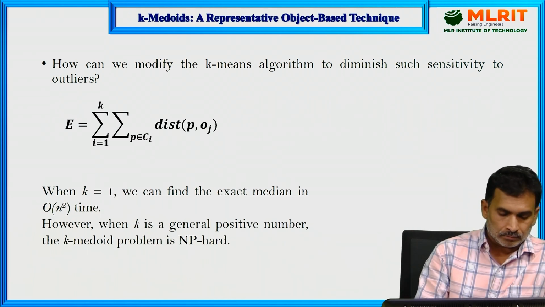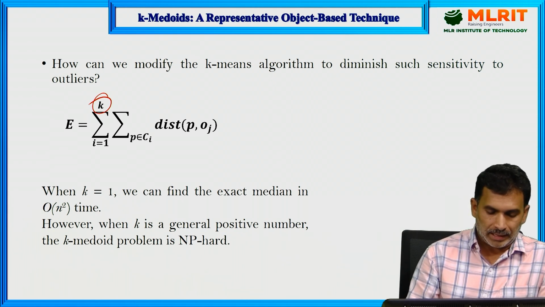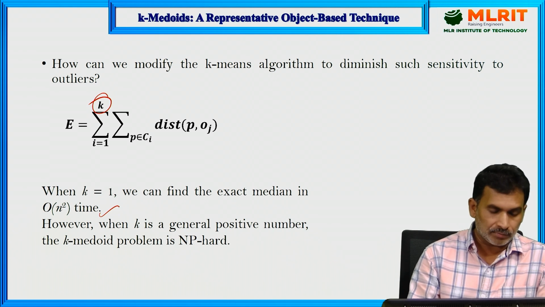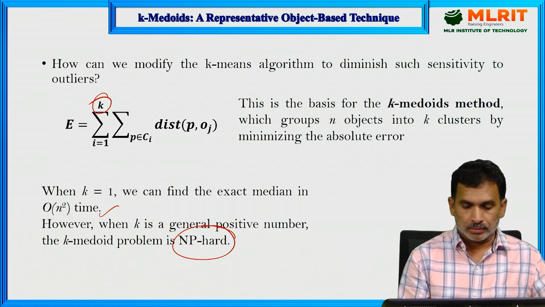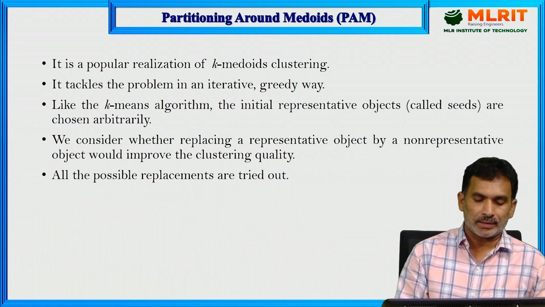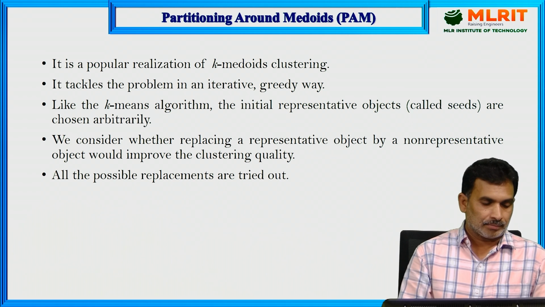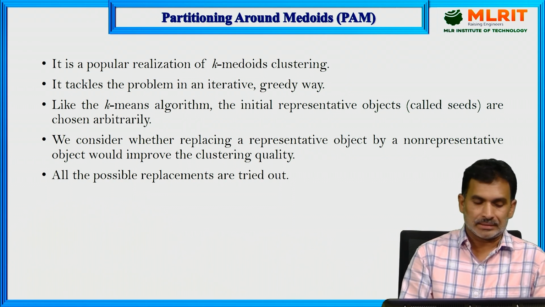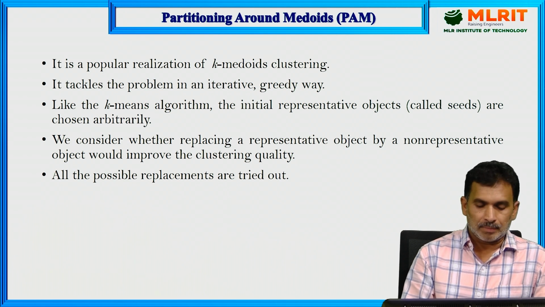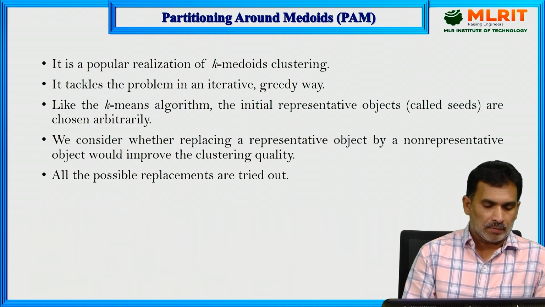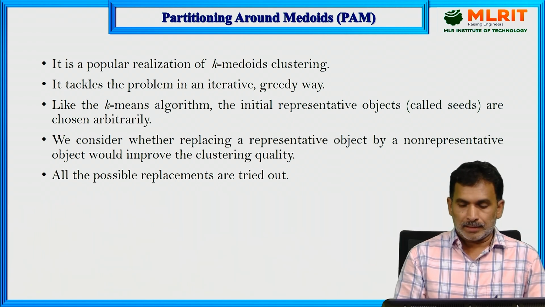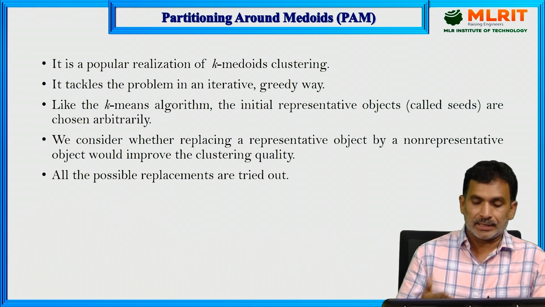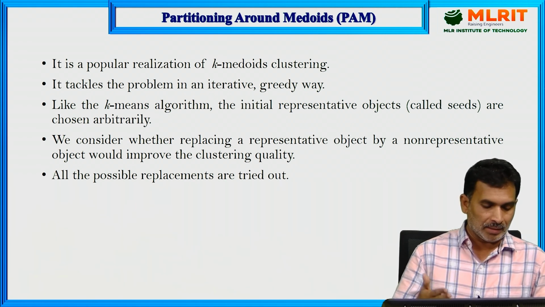Here, in the case where K is 1, we can find the exact median in order of n square time. However, when K is a general positive number, the K-Medoid problem becomes NP-hard. A popular realization of K-Medoids clustering is partitioning around medoids. It tackles the problem in an iterative, greedy way, like the k-means algorithm. The initial representative objects, called seeds, are chosen arbitrarily, and we consider whether replacing a representative object by a non-representative object would improve the clustering quality. Based on that, we replace the cluster head or representative object by the non-representative object if it improves the cluster quality.